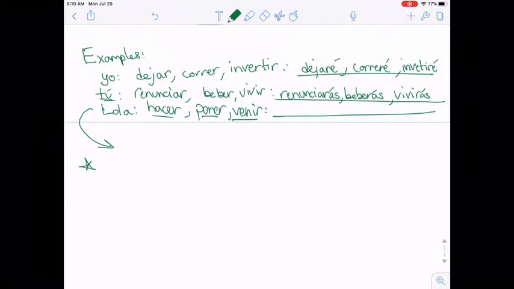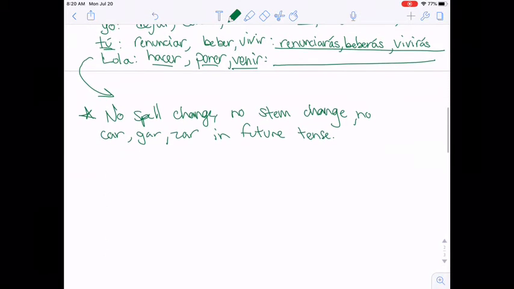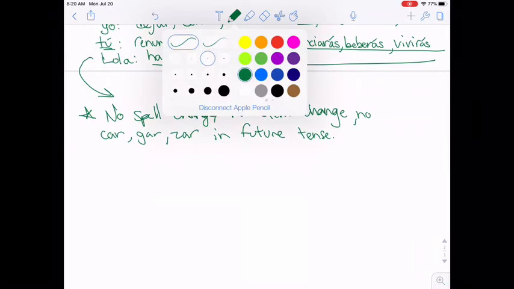Actually, before I do that, let's just make a mental note. There's no spell change, there's no stem change, no car-gar-zar in the future tense. However, there are irregular verbs, and we're going to go into those right now.